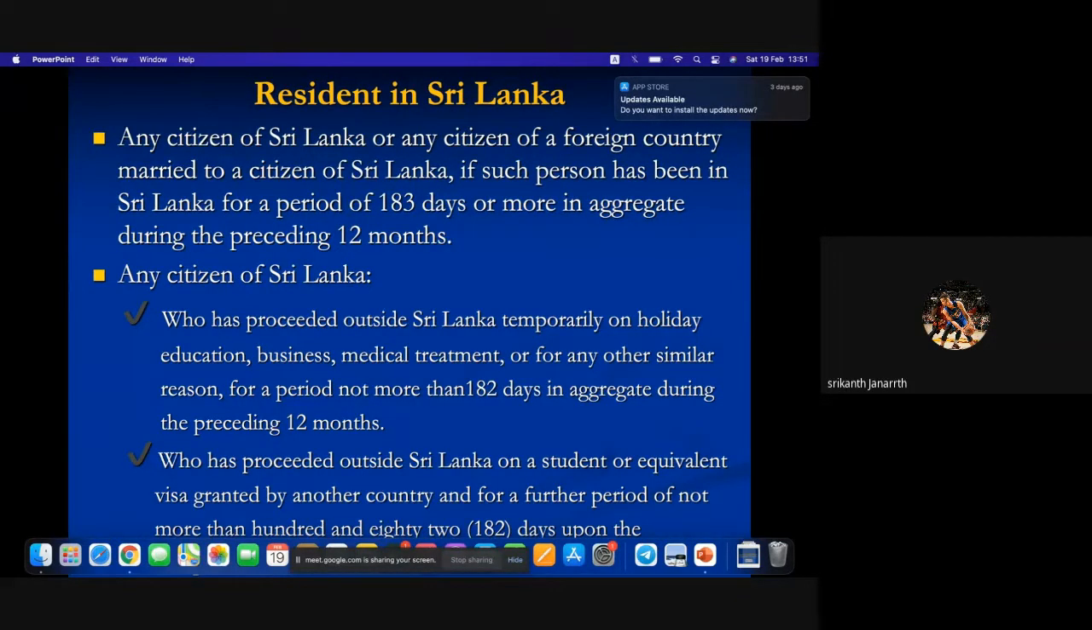Who is resident, right? Under the Exchange Control Act, the definition was a permanent place of residence or permanent place of abode. That gave a lot of problems, a lot of issues cropped up when we started interpreting who is resident, especially for people who were dual citizens. That was totally eliminated under the Foreign Exchange Act.